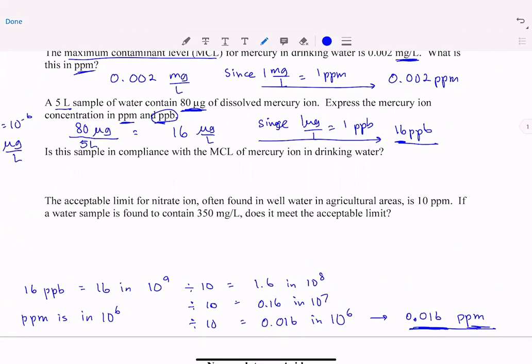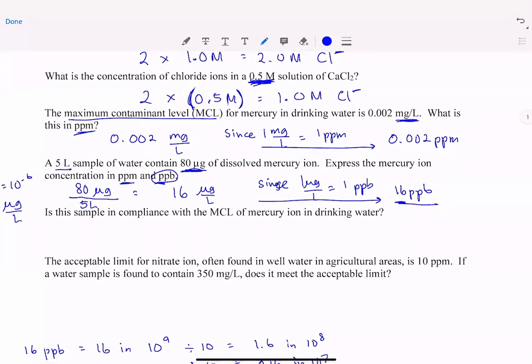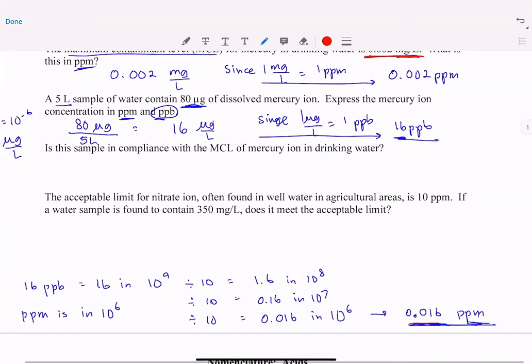Okay. So then the next question is, is the sample in compliance with the MCL? So let's see, what was that MCL again? Let's see if I can switch the colors again. So the MCL, the maximum contaminant level, is 0.002 parts per million. And does this fall in the range? So 0.016 parts per million compared to the 0.002 parts per million MCL.